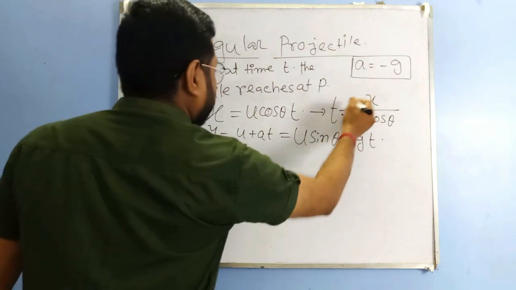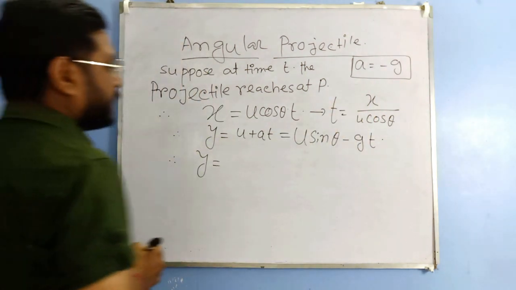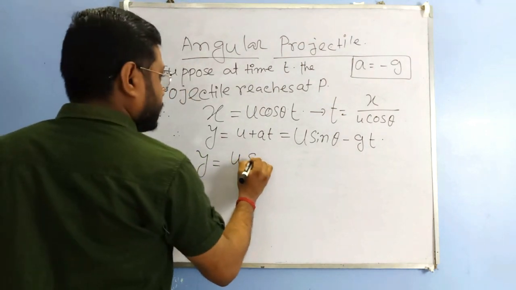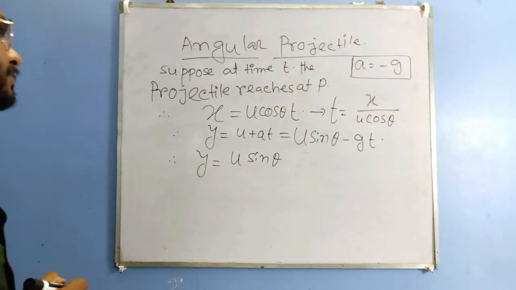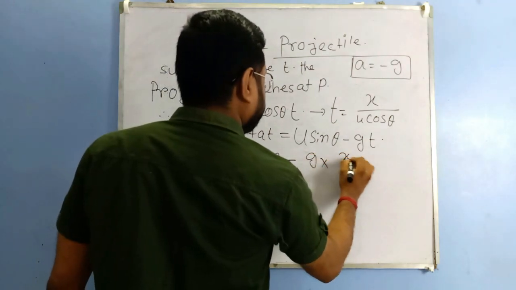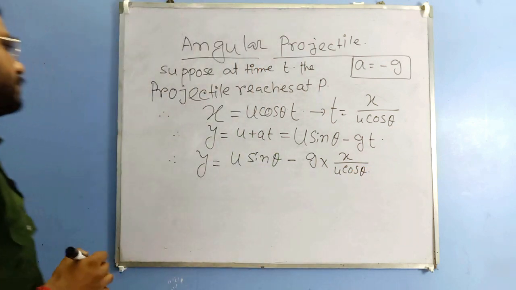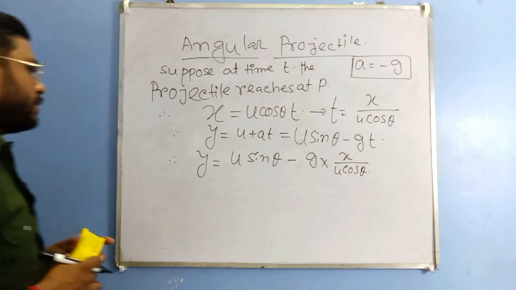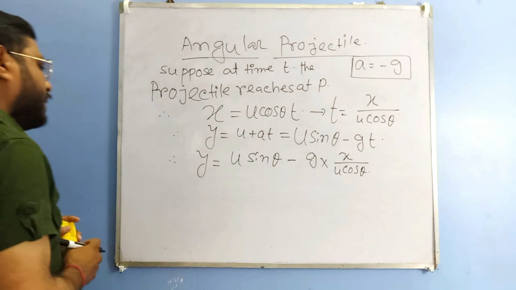Therefore, if we put the value of t, then what can we get? u sin theta minus g into t, that is x by u cos theta. u cos theta into t is equal to x, so we can get the value of y equal to x into (u sin theta minus gx by u cos theta).